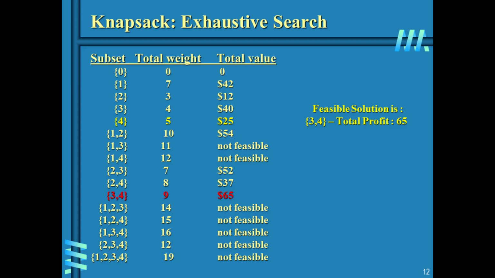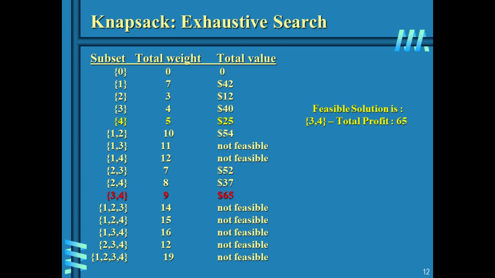Next, I am trying the combination of item number 1 and 3 inside the knapsack, whose total weight is 11, which exceeds the knapsack capacity, which is 10. So this combination is not considered a feasible solution. Next, I am trying item number 1 and 4, whose total weight is 12, which again exceeds the knapsack weight of 10, and again this combination is not considered a feasible solution.